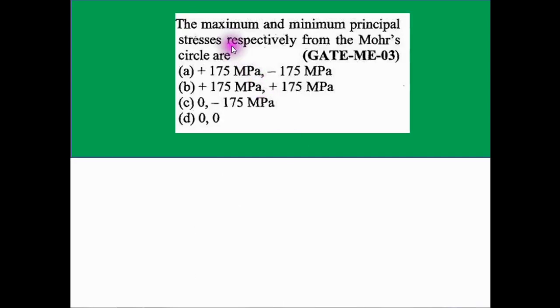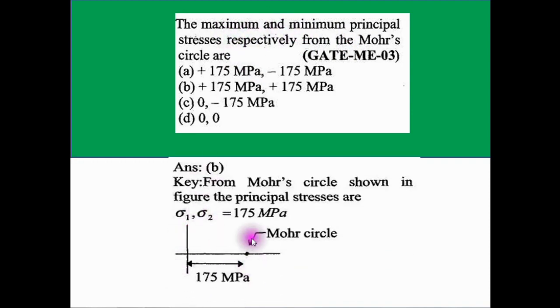The maximum and minimum principal stresses respectively from the Mohr circles are, there is a diagram representing this, sigma 1 and sigma 2. In this Mohr circle, it looks like a point at a value of 175 megapascal from the vertical axis. From this we can understand tau max is equal to 0 and both sigma 1 and sigma 2 are equal to 175 megapascal. So the answer is B.